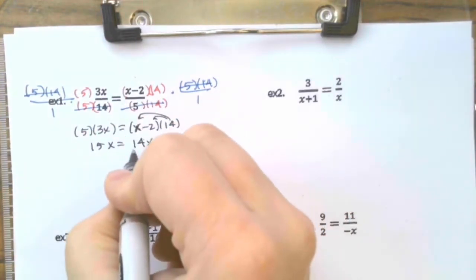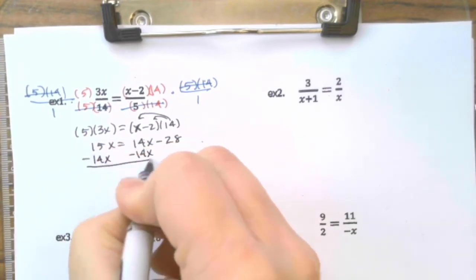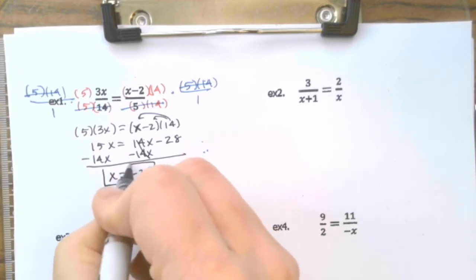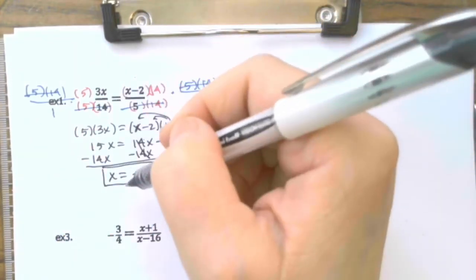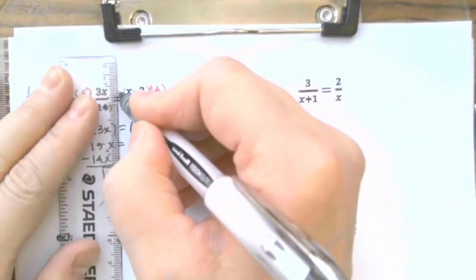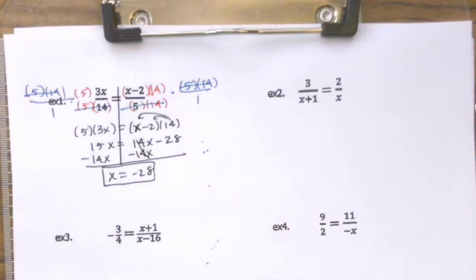Solve for x, so I'm going to move the 14 left, so subtract 14x over to the left. You get x equals negative 28. Notice I'm trying to keep my equal signs lined up as much as possible, especially when dealing with lots of fractions. Lining things up can really make a difference.